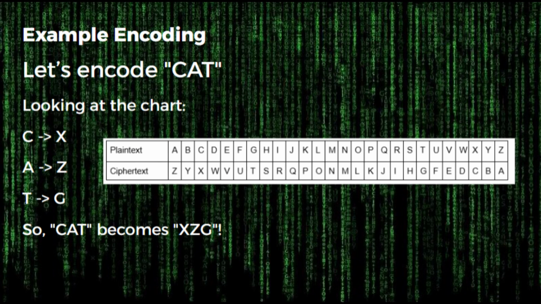So let's try encoding the word cat with the Atbash chart. We know cat is the plaintext because it's written in normal and readable English. So looking at the chart, the plaintext C maps to the ciphertext X, and the plaintext A maps to the ciphertext Z, and T maps to G. So when we encode cat using Atbash, it turns to XZG, and that's your encoded message. Pretty easy, right?